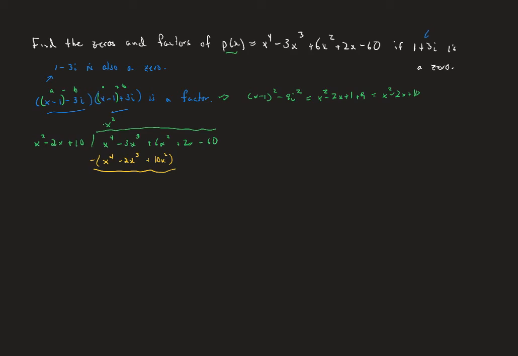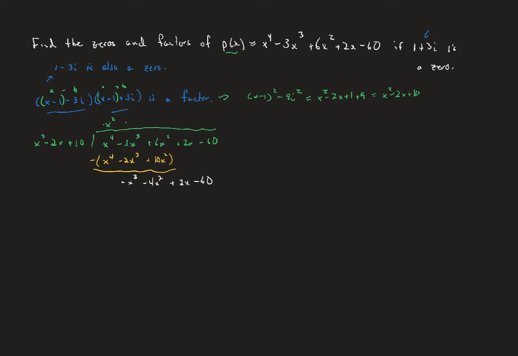And when I do that, the x to the fourth minus x to the fourth drops out. Negative 3x cubed minus a negative 2 makes plus 2x cubed, which is a negative x cubed. 6x squared minus 10x squared is a negative 4x squared. I'm going to bring down the plus 2x and the minus 60, and we'll repeat the process.